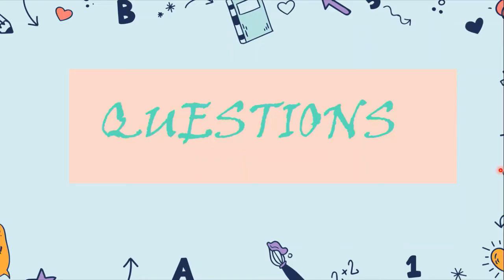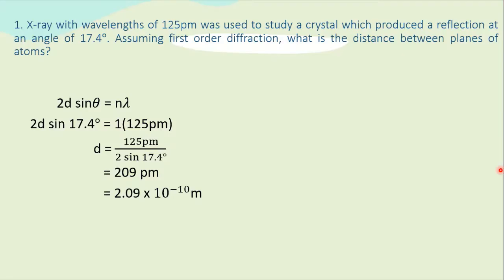I have prepared two questions regarding this topic. The first question is: X-ray with a wavelength of 125 picometer was used to study a crystal which produced a reflection at an angle of 17.4 degree. Assuming first order diffraction, what is the distance between planes of atoms? So you just use this equation, 2d sin theta equal to n lambda, and put all the information given in this equation, and then you get d is about 2.09 times 10 to the power of negative 10 meter.